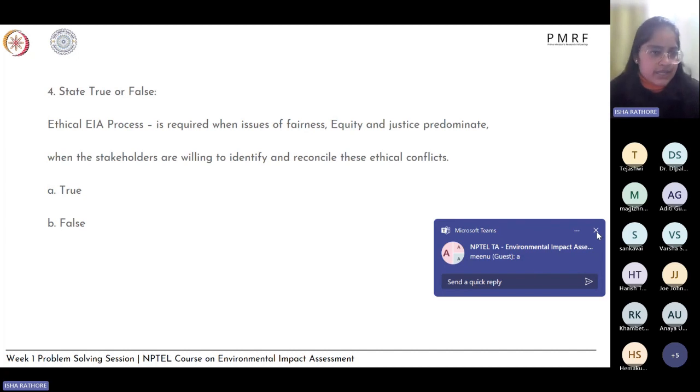Okay, so moving on to the next question. Ethical EIA process is required when issues of fairness, equity, and justice predominate, and when stakeholders are willing to identify and reconcile these ethical conflicts. So is this statement true or false? A, true, and B, false.